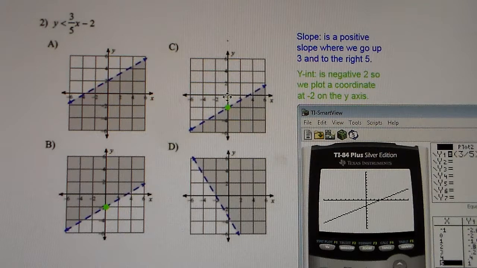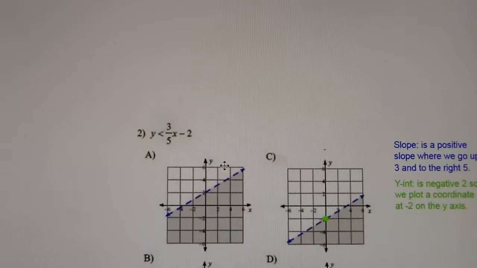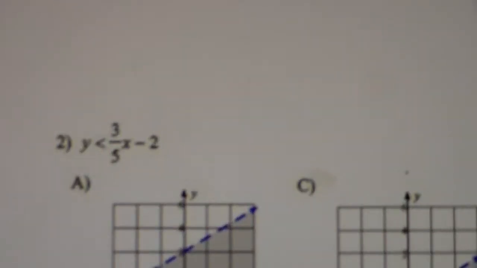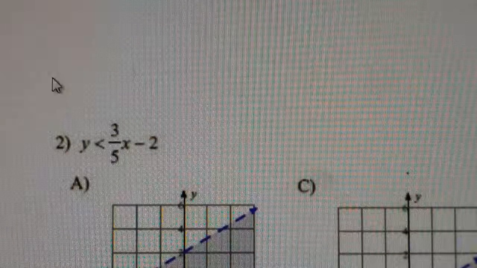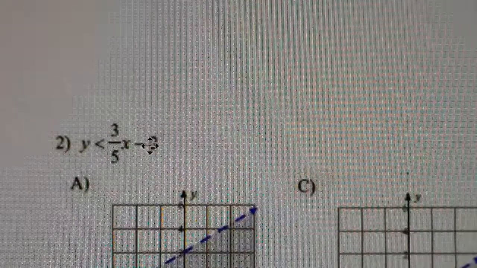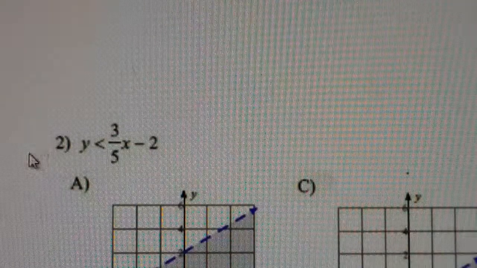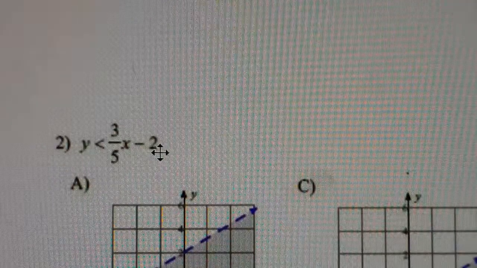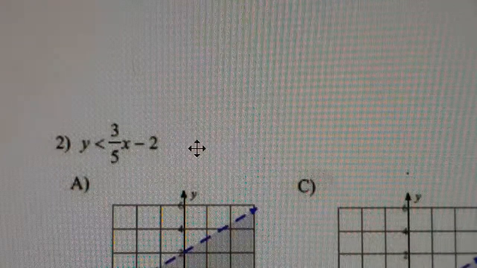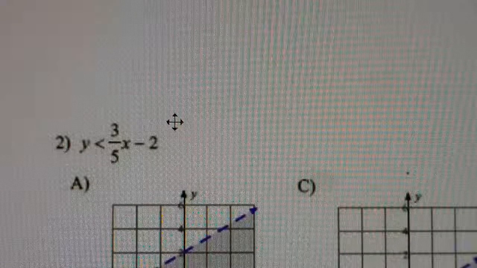Now we have to test to find out which side to shade on our line. Is it going to be the 0, 0 side, or is it not going to be the 0, 0 side? So we put 0, 0 into our equation. We're going to put 0, 0 into our y and our x. 3/5 times 0 is 0. Is 0 less than -2? Well, that is false. 0 is not less than -2.